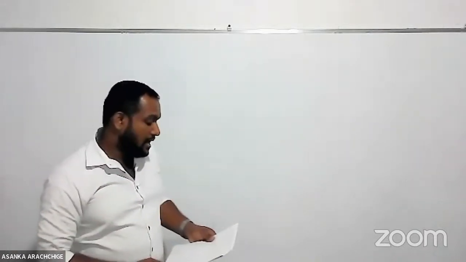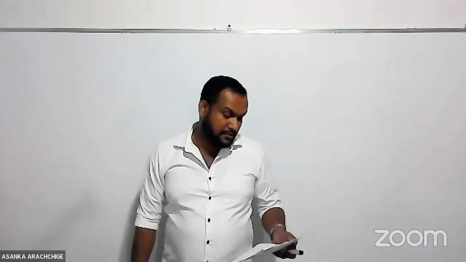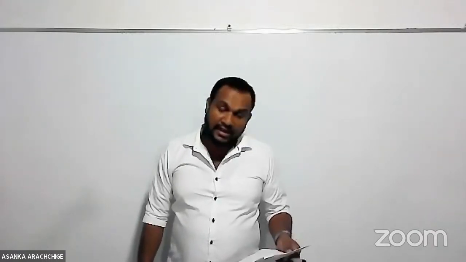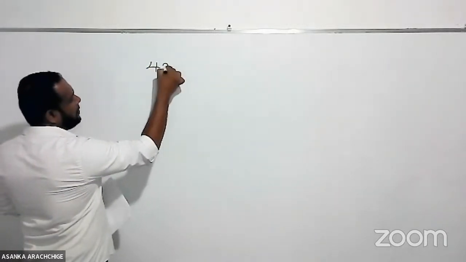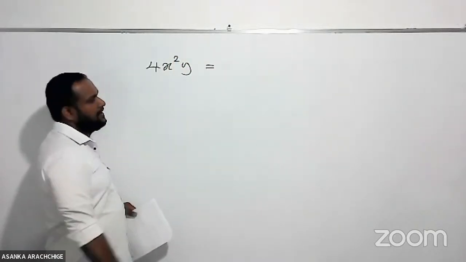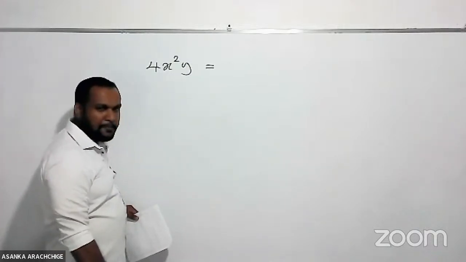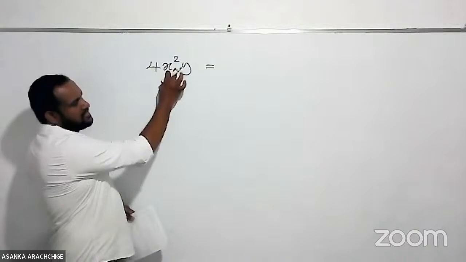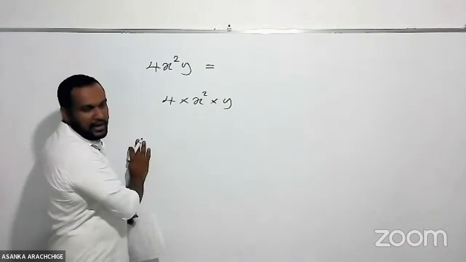Find the least common multiple, LCM, of the algebraic expressions 4x squared y, xy, and 3xy squared. Let's write 4x squared y as the product of powers of its simplest factors. 4x squared y means 4 times x squared times y.